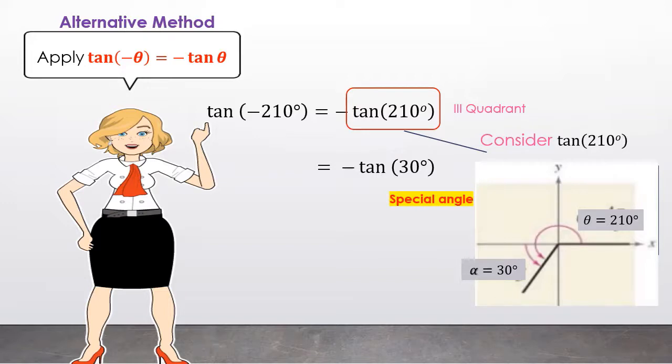And we apply the special angles. We have negative 1 over root 3. So again, we may do the process of rationalizing. We multiply with root 3 over root 3. So we will have equivalent to negative root 3 over 3.